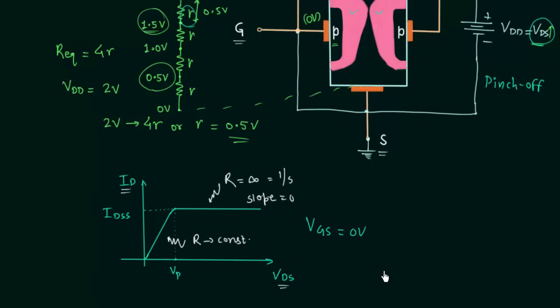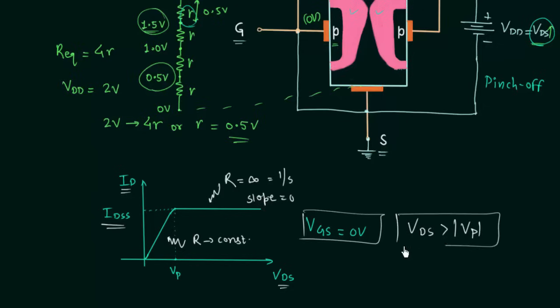Now we will discuss a few important points. First, we will talk about IDSS. What is IDSS and why do we call it IDSS? IDSS is the maximum drain current. This is a very, very important point. IDSS is the maximum drain current for a JFET, and we can define it as the drain current when VGS is equal to 0 volt and VDS is greater than the mod of pinch off voltage. So these are the two conditions defining the current IDSS.